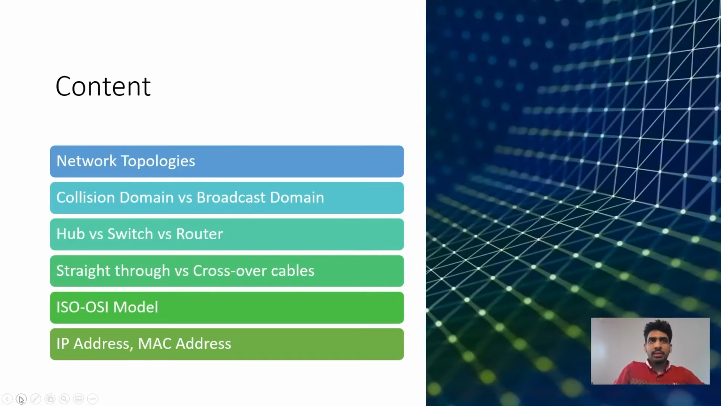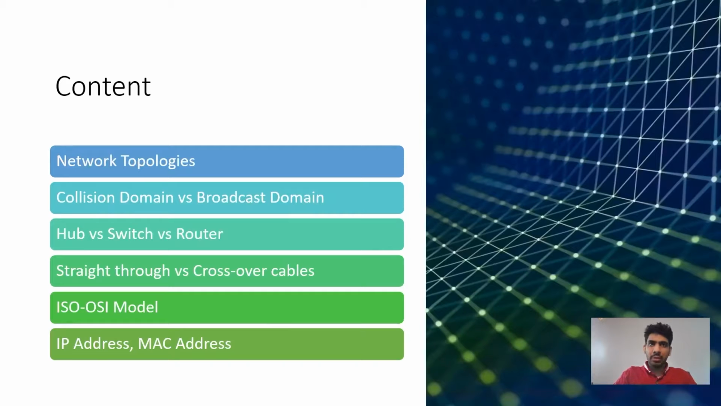So this is the content I will be discussing in this video. I will be going through network topologies, and we'll compare and contrast collision domains and broadcast domains. Then we'll be comparing hubs, switches and routers, and then we'll be talking about the connections: straight through, crossover and serial connections. Then we'll be talking about this networking model called the OSI model, sorry. And at last we will be talking about IP addresses and MAC addresses.